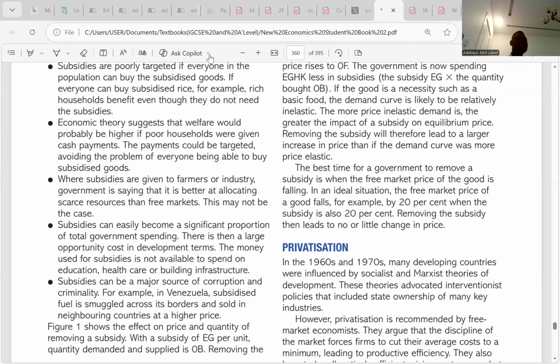The third one, where subsidies are given to farmers or industry, government is saying that it is better at allocating scarce resources than free markets. This may not be the case. If farmers or certain industries are given subsidies, that means you are spending on things that are possible. Why can't you divert that fund onto scarce resources? So subsidy here is just like an opportunity cost. If government continues to subsidize, it simply means government might not be able to spend on strategic areas of the economy that would bring about economic growth and development.